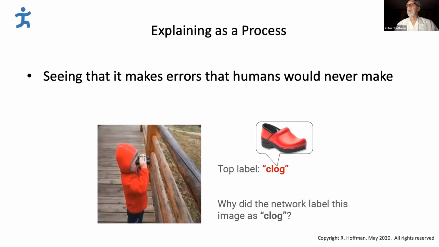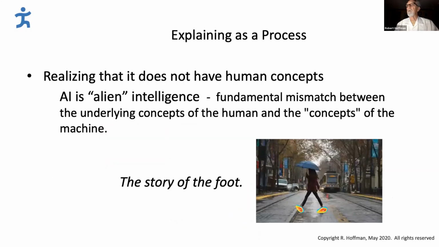The AI systems, machine learning systems, make errors that humans would never make. We can look at this and understand why it might assume that that kid is a clog, but a human being is never going to make that mistake. And so people come to realize that the AI doesn't have human concepts. There's no human meaning in the identifications that a machine learning system comes up with. Ultimately, it's just associating patterns of pixels with letter strings. And the way it's described by the computer scientists is very misleading.